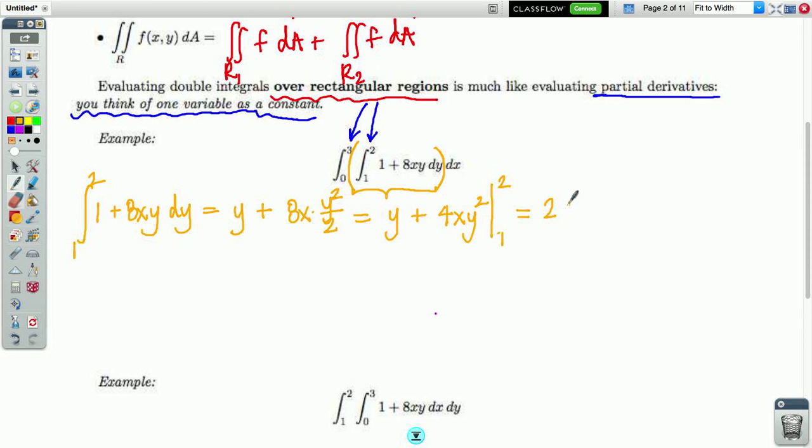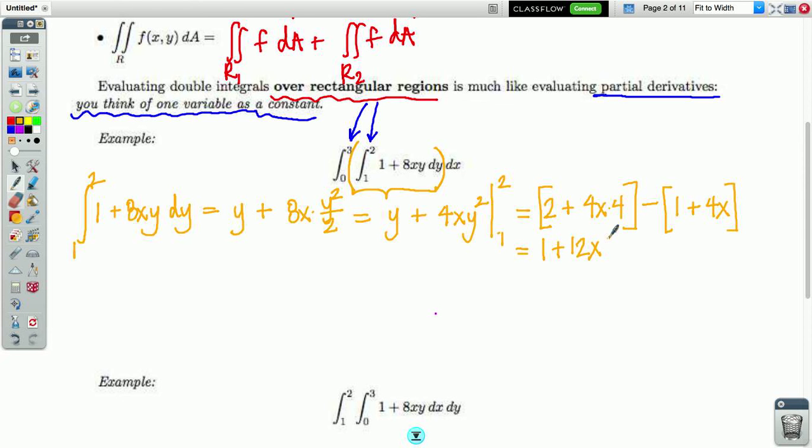So this is going to become 2 plus 4x times, and then when I plug in 2 for y, not for x, this is going to become a 4. I'm going to take whatever this is when I simplify it, which is 2 plus 16x, and subtract the same quantity when I plug in 1 for y. So 4x. And when I simplify this entire thing, we're going to get 2 plus 16x minus 1 minus 4x. So this should turn into 1 plus 12x.